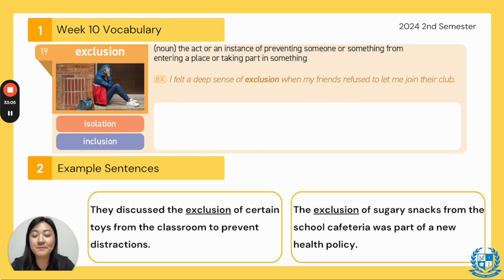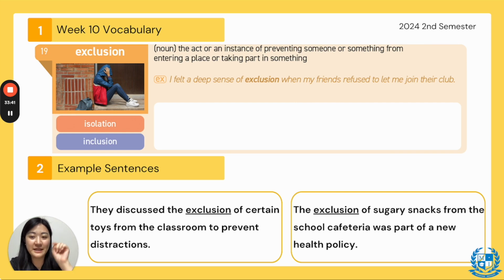And these are our speech words. Number 19, everyone say exclusion. Exclusion. The synonym is isolation and the antonym is inclusion. So exclusion means not letting them. Let's see what the definition says. It's a noun and it means the act or an instance of preventing someone or something from entering a place or taking part in something. So it's basically leaving them out.